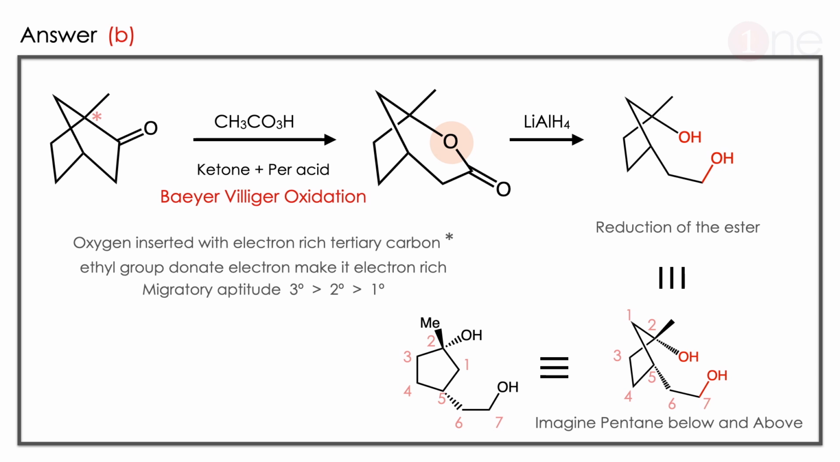Here you have to know 2 important things. One is Baeyer-Villiger oxidation, where you must decide which group will migrate. The more electron-rich carbon migrates, with oxygen inserted between. And you have to know how to write cyclopentane in the stereochemical form.